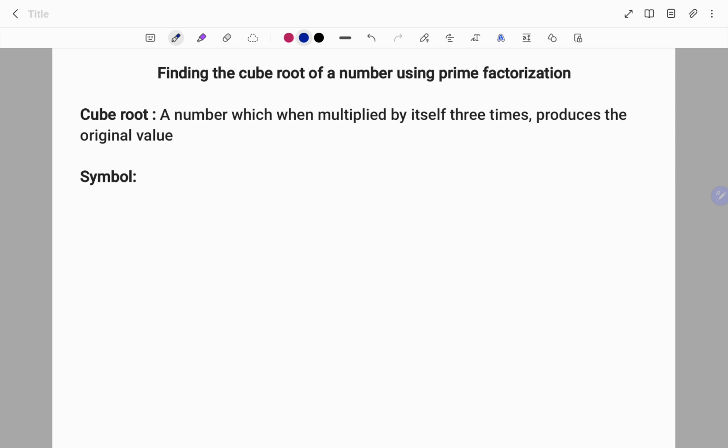A cube root is a number which, when multiplied by itself three times, produces the original value. The symbol is the root sign with a 3. For example, if you had to find the cube root of 8, we know that 2 times 2 times 2, multiplying the number 3 times, will give us 8. So therefore, the cube root of 8 is 2.